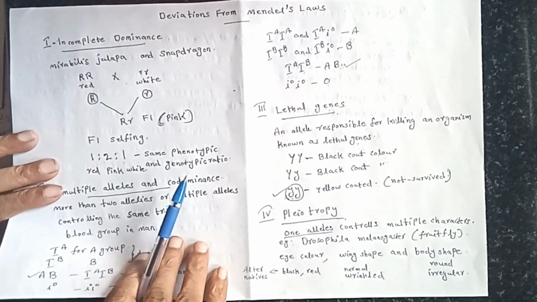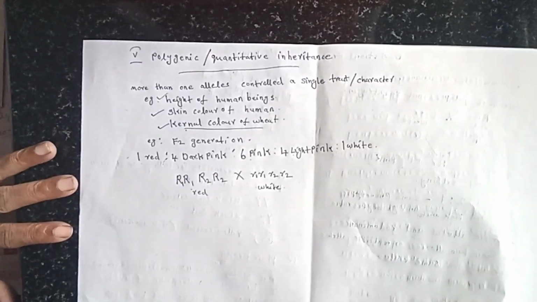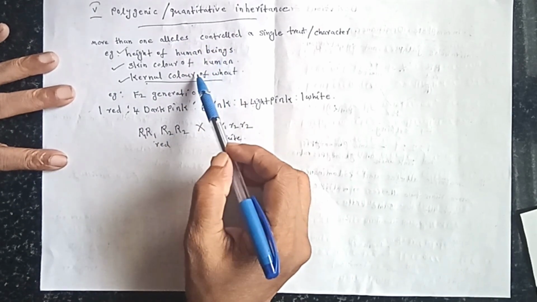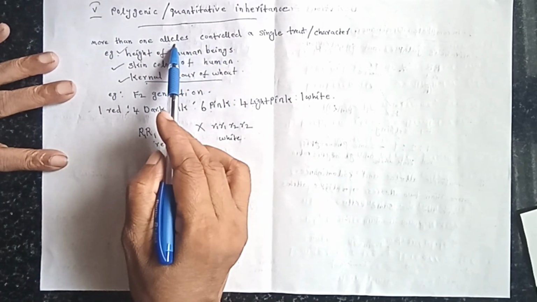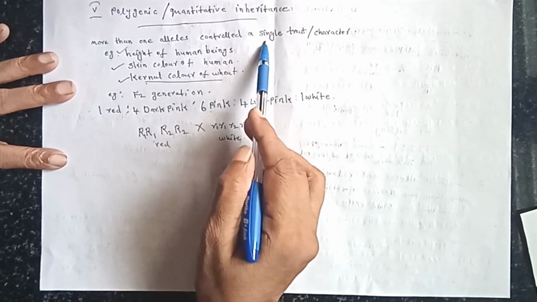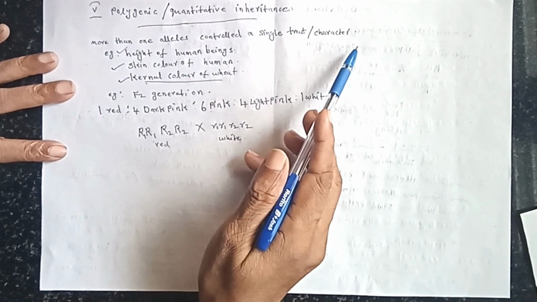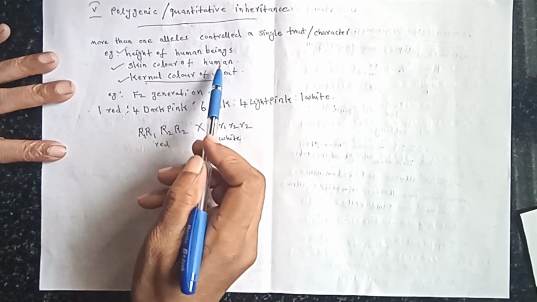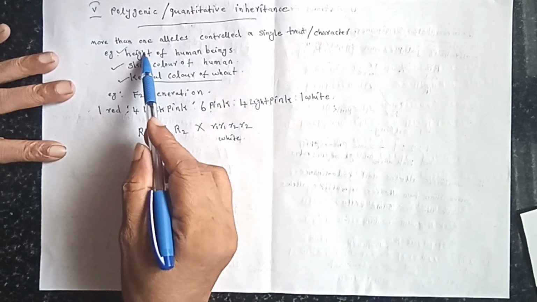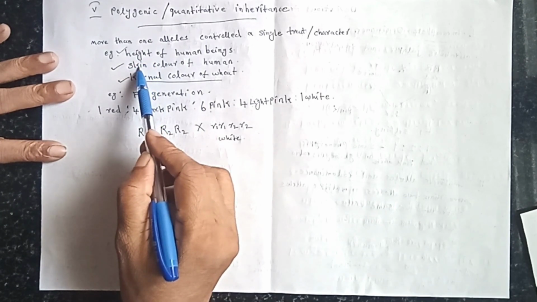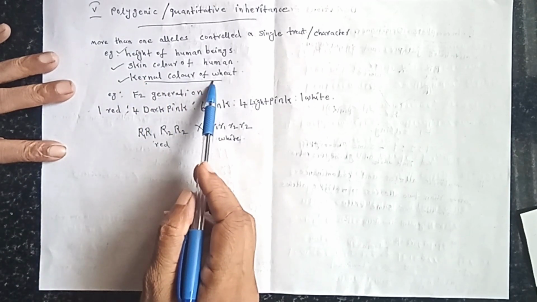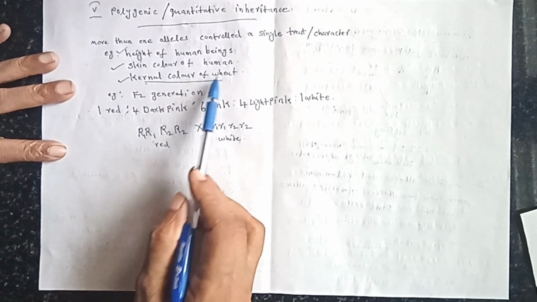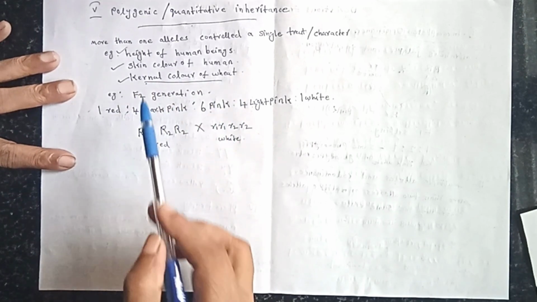Next example for deviation is polygenic inheritance or quantitative inheritance. That is, more than one allele or pair of genes controls a single trait or a single character. Example, height of human beings and skin color of human beings are controlled by three pairs of genes or three alleles. In case of kernel color of wheat, two pairs of genes or two alleles control the kernel color of wheat.